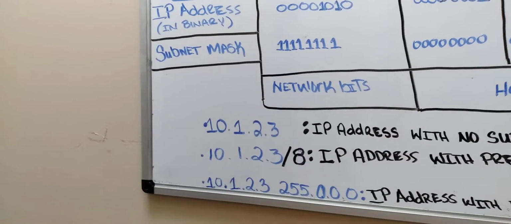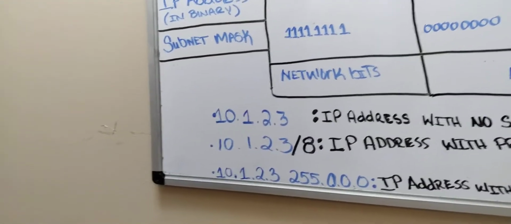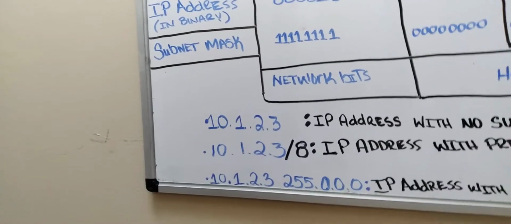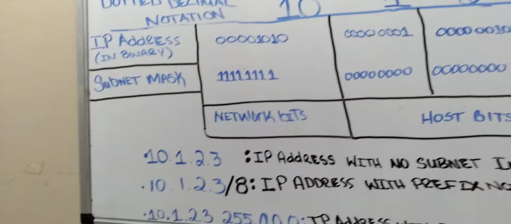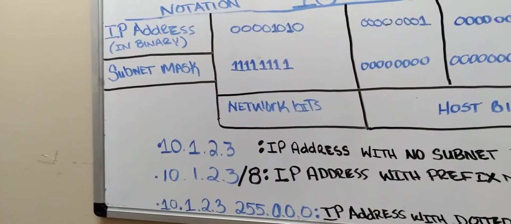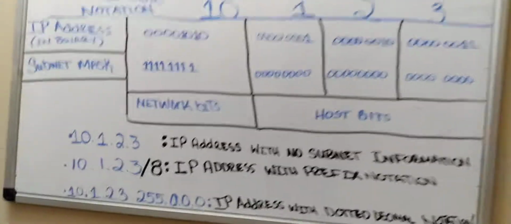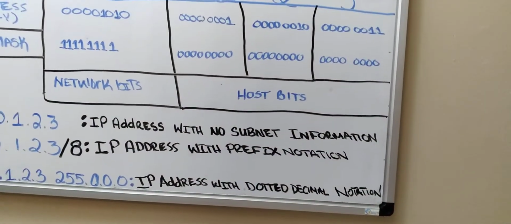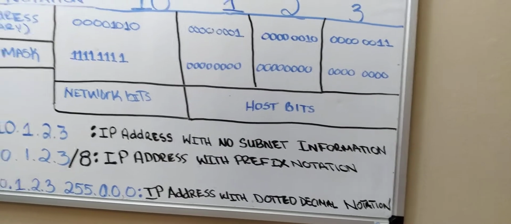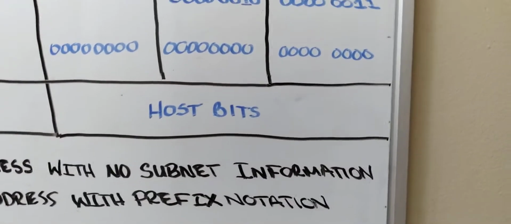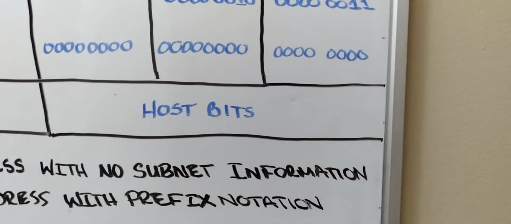We're going to have 32 bits in an IP version 4 address, and some of the bits will be useful to identify the street, which is the network, and some of those bits will be used to identify the host. Here's how the subnet mask works.